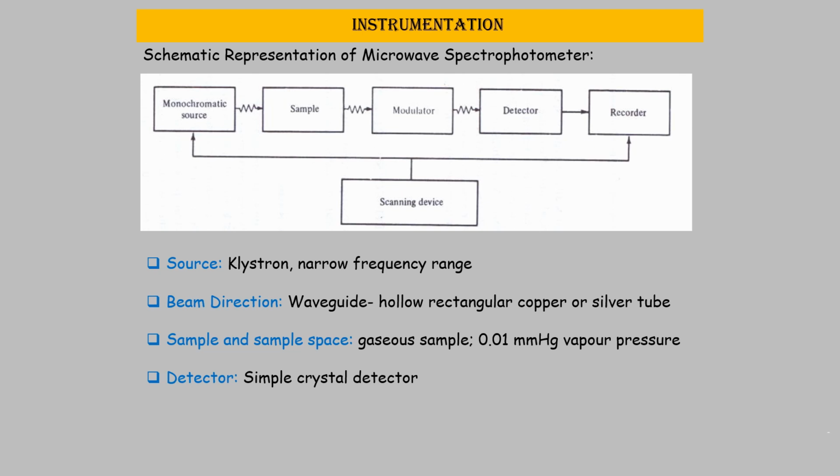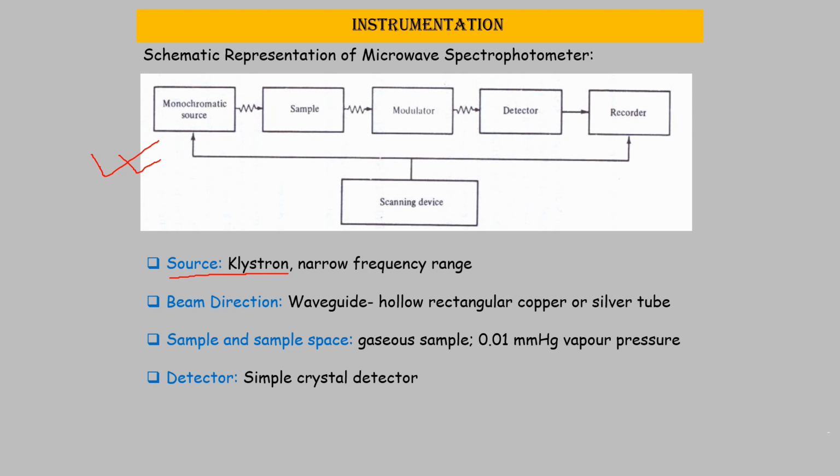So now we are going to discuss the instrumentation part of the microwave spectrophotometer. Here is the schematic representation of the microwave spectrophotometer. First of all, we need a monochromatic source to produce the particular frequency range, that is microwave radiation, and usually the source is a klystron.